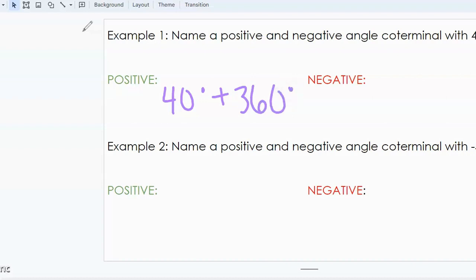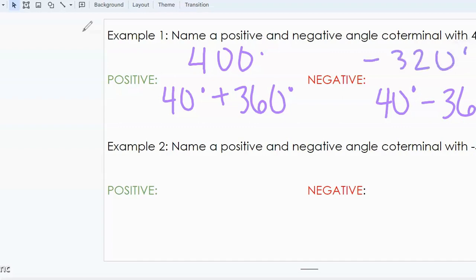So 40 degrees plus 360 degrees, that's going to get me 400 degrees. So that is one positive coterminal angle. If I want another positive one, I would just add 360 degrees again. Now for a negative, if I'm starting at 40 degrees, I'm now going to have to subtract because that's the only way that's going to get me a negative answer. So 40 minus 360, that's going to give me negative 320.